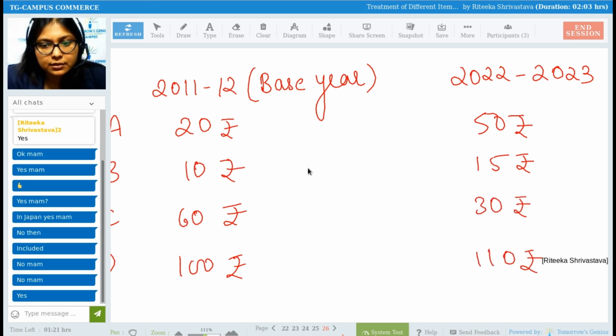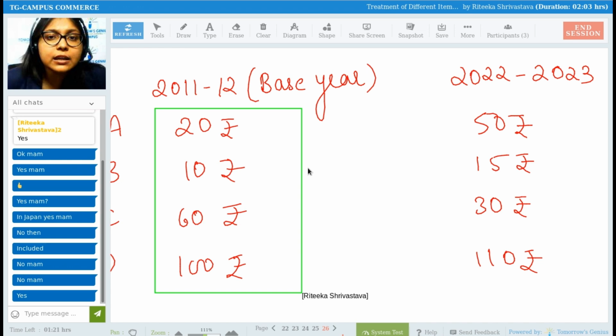and 110 rupees. So when we compute national income, which prices do we consider? Under national income at current price, we will consider these prices. Under the base year, we are going to consider the prices which were there in the year 2011-12 and not the year 2022-23. That is what happens when we compute national income using the base year. And the base year is 2011-12 at present.